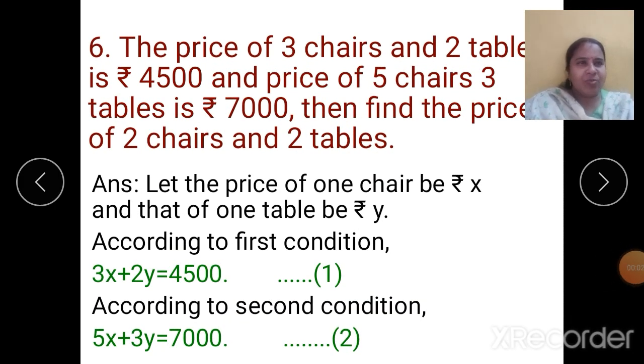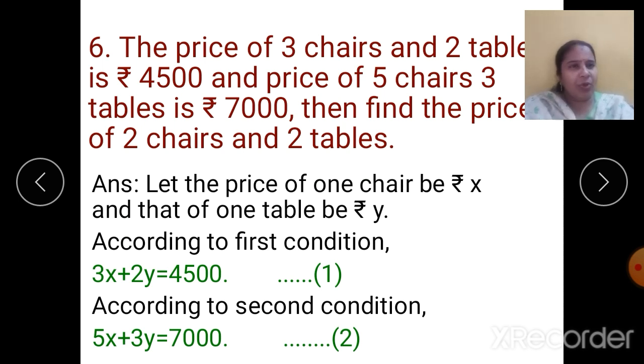Okay, let us move to the sixth sum. The price of 3 chairs and 2 tables is rupees 4500. Price of 5 chairs and 3 tables is rupees 7000. Then find the price of 2 chairs and 2 tables.